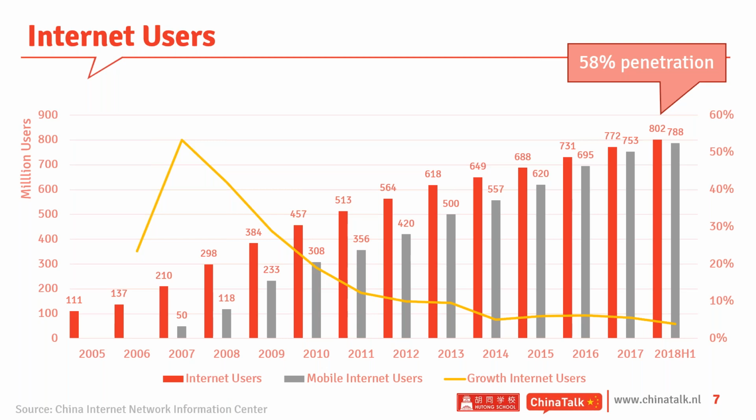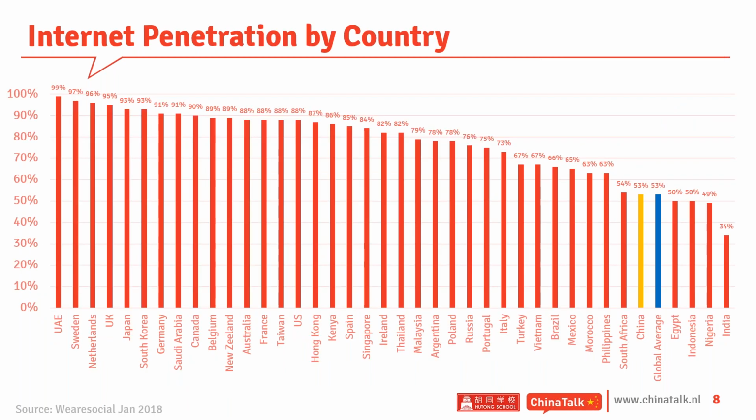If you look at that 58% of internet penetration and compare that to the rest of the world, these figures are slightly different. These are from a company called We Are Social, so they have it at 53%. But let's just say that it's somewhere between 50 and 60%. What you see is that the internet penetration in China is actually just the global average. Compared to the rest of the world, it's not doing enormously well to get the people online. As a matter of fact, you'll see a lot of developing countries in Southeast Asia that are doing much better. So there is still a lot to win.